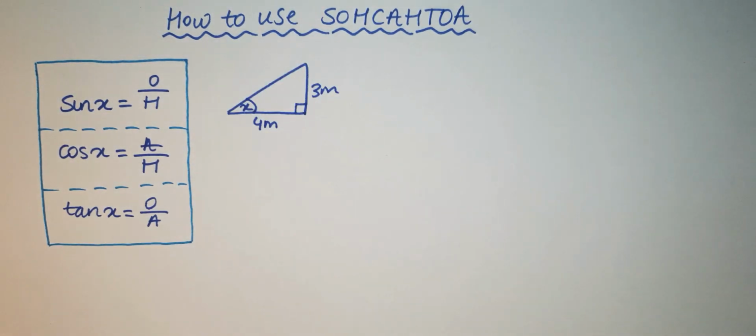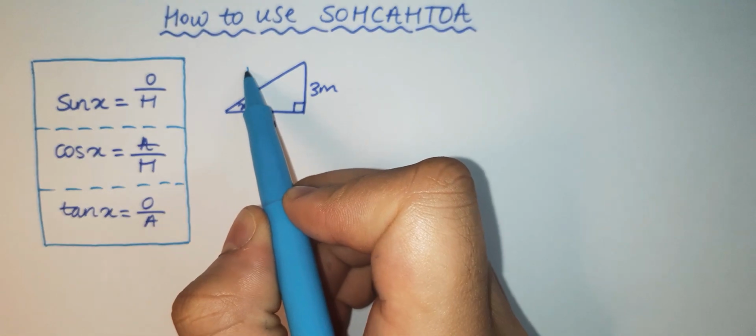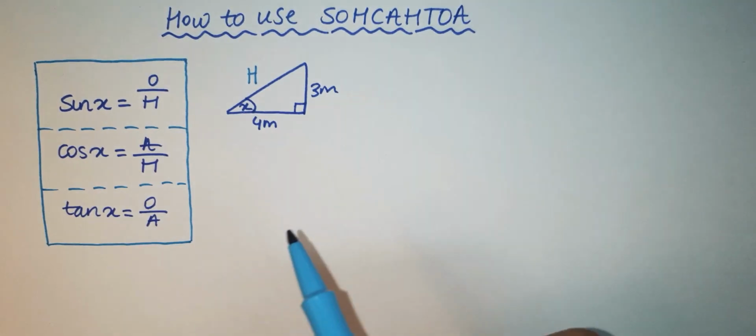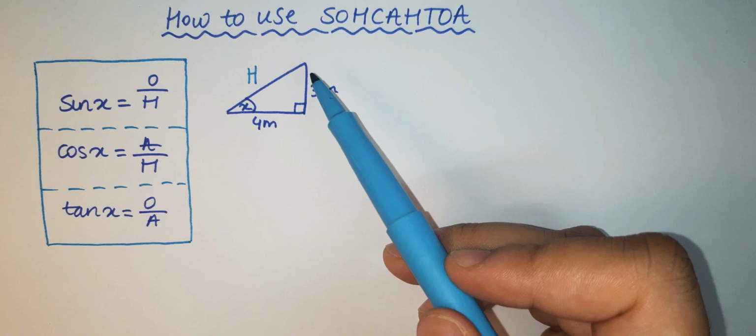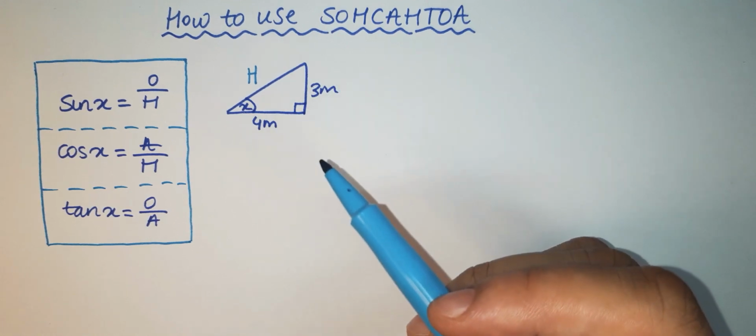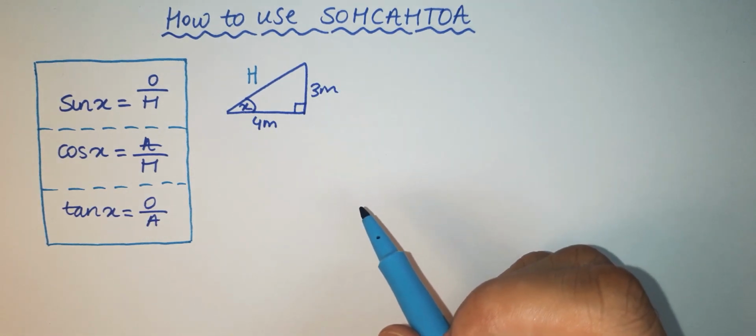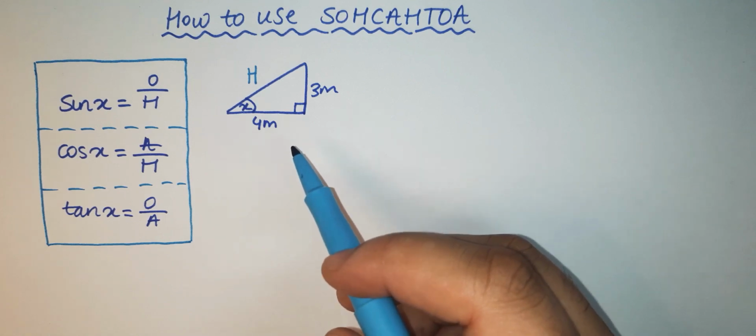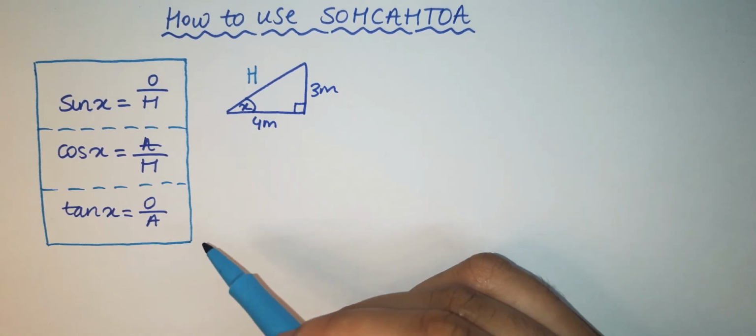So here is our first triangle. The question is: find angle x to 1 decimal place. What we need to do first is label our triangle. This is the hypotenuse because it's the longest side of the triangle. And actually, just before we even look at the question, we can see that it's a right angle triangle, so that is why we're using SOHCAHTOA.